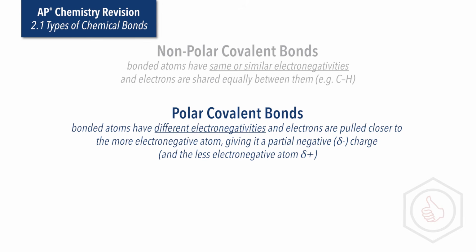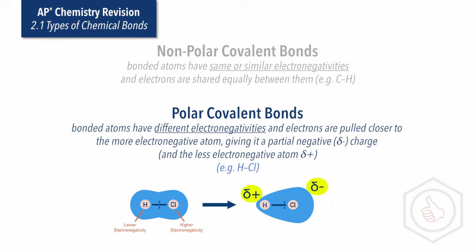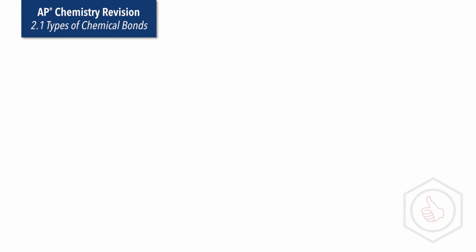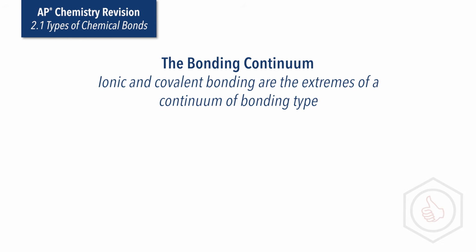For example, in hydrogen chloride, because chlorine has a higher electronegativity than hydrogen, the bonding electrons are more attracted towards the chlorine atom, giving it a partial negative charge, and that leaves the hydrogen atom with a partial positive charge, and the covalent bond becomes polar. It's important to remember that ionic and covalent bonding are the extremes of a continuum of bonding. In reality, most bonds exist between the two extremes.